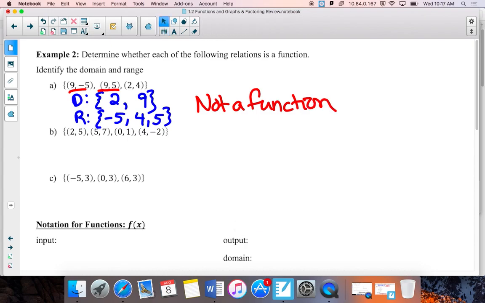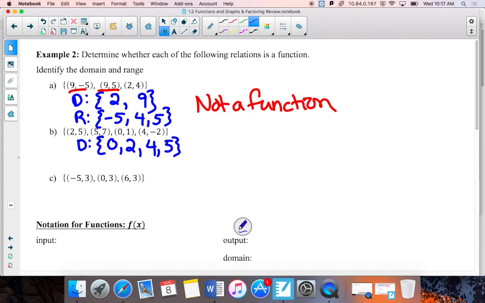Then for B, we do the same thing. We want to put them in order. So our domain, our lowest x value is 0, then 2, 4, and 5. And for our range, our lowest value is -2, then 1, 5, and 7. And if we notice, each of our x values has exactly one y value, so this is a function.